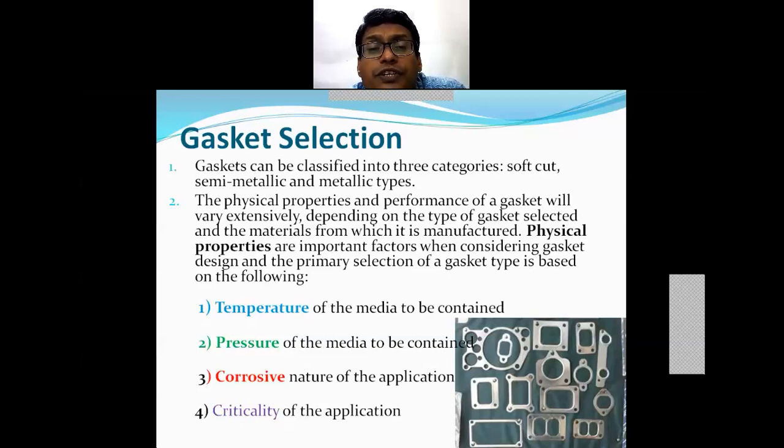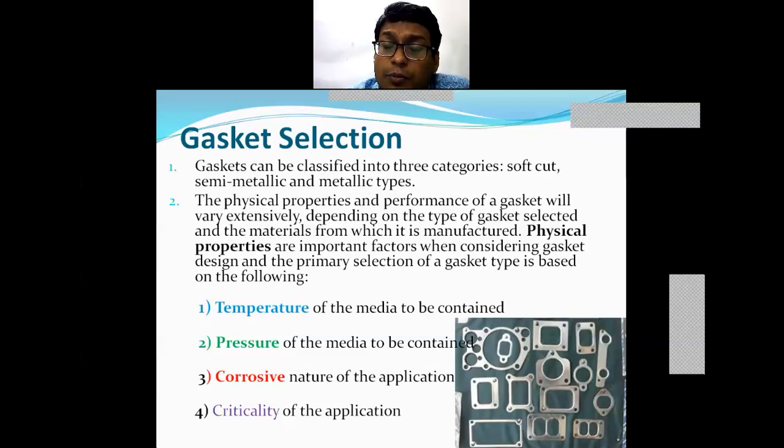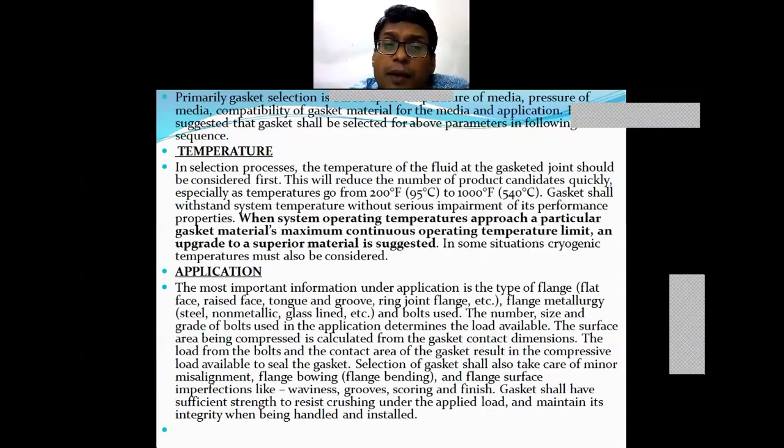Then what are the important physical properties that should be taken into consideration for gasket selection? That is temperature, pressure, corrosive nature of the application fluid, and the criticality of the application, that is, whether it is a hazardous process or a normal process. Depending on that, I have to select the gasket. So primarily it is the temperature, that means the temperature of the process media, or the presence of the media, and the compatibility of the gasket material with the media and its application.